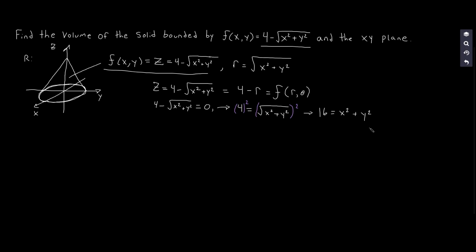And so what does that mean? Well, what does that mean for us? That means that we're dealing, this is a Pythagorean theorem thing, so this means that we are dealing with a radius of 4. So if this is a radius of 4, then we can investigate this. We can look at this region in the xy plane.